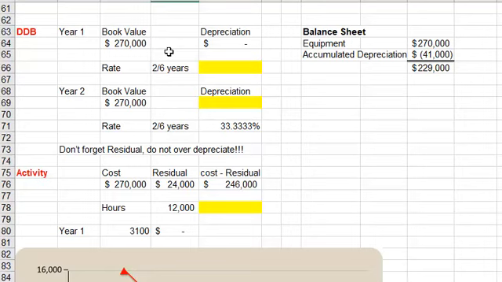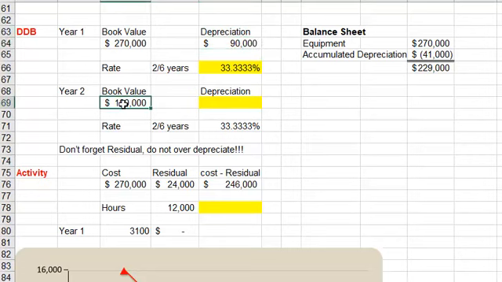So in year 1, there is no previous accumulated depreciation, and we have a book value of $270,000. Our rate for double declining balance is going to be the number 2 divided by our years. In this case, that is going to be 2 divided by 6 for a rate of 33%. This populated here, this is the book value, $270,000, times our rate of 0.33333 to give us depreciation of $90,000. This is our first year.